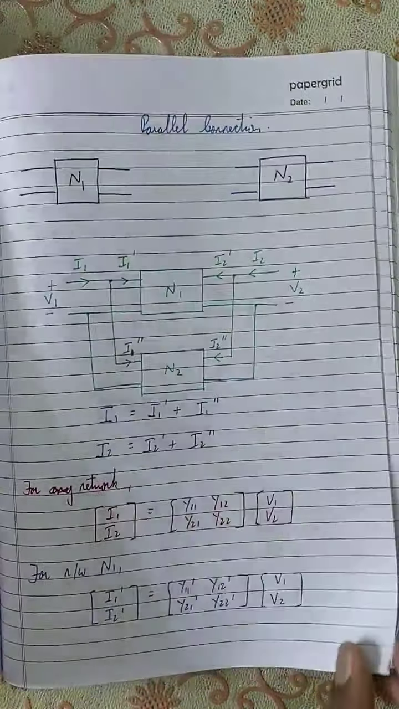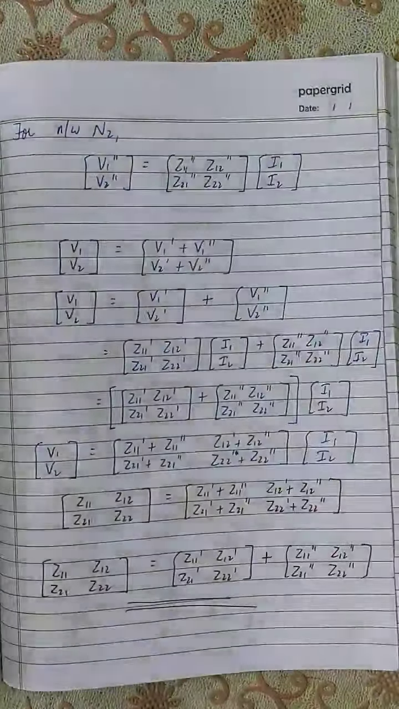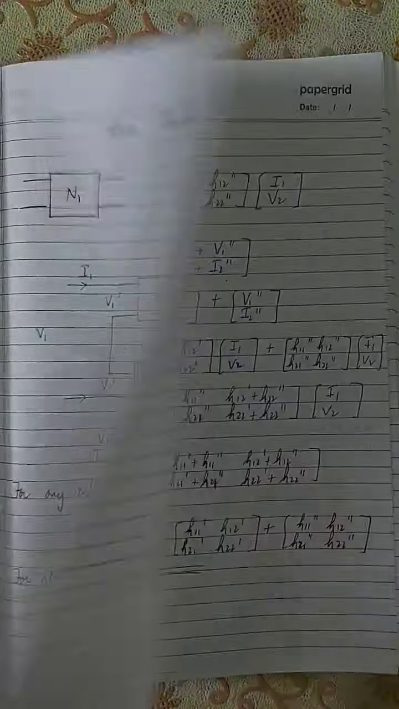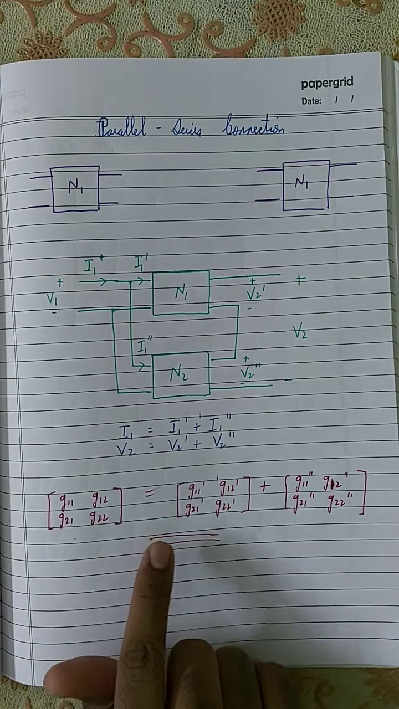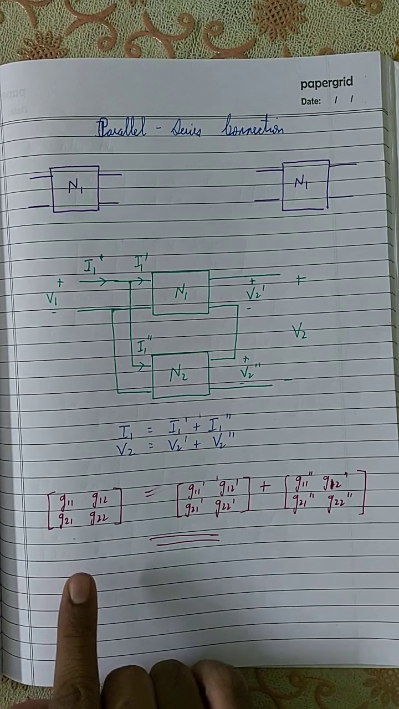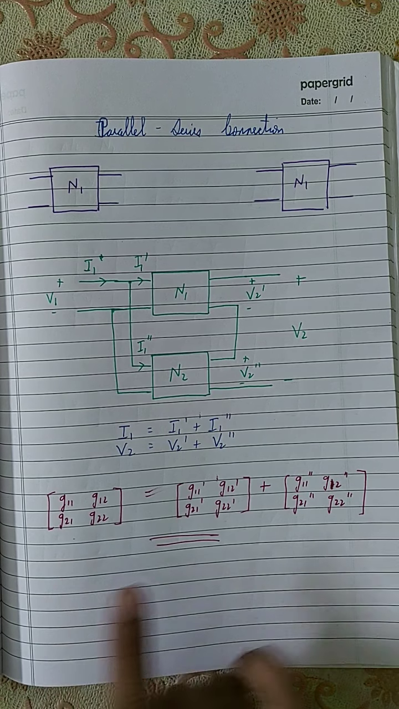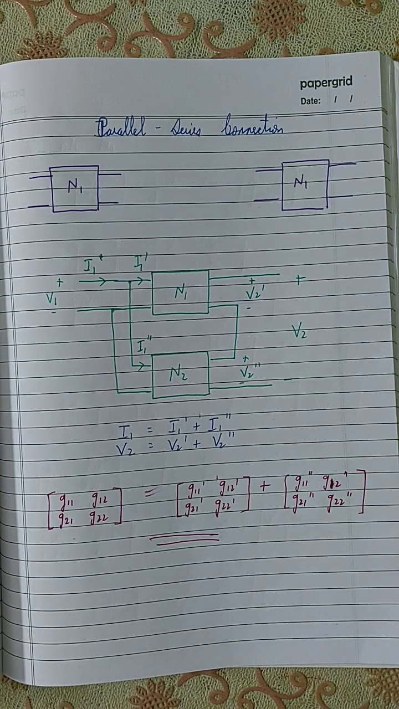And the second thing I want you all to do is to derive this by yourself. That is, for a parallel series connected network, the overall inverse hybrid parameter is nothing but the sum of the individual inverse hybrid parameter matrices.